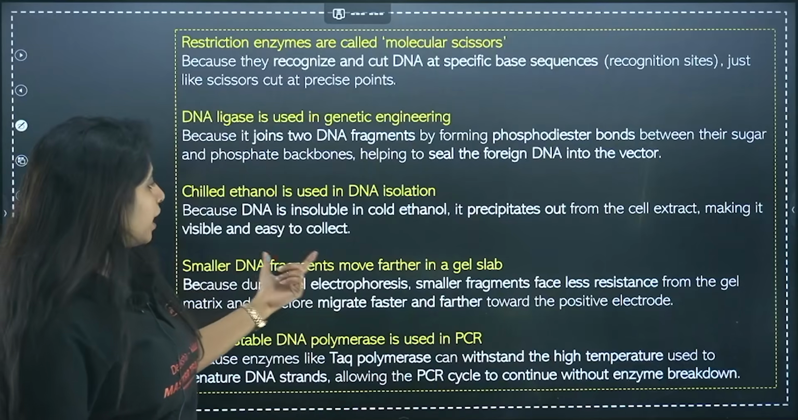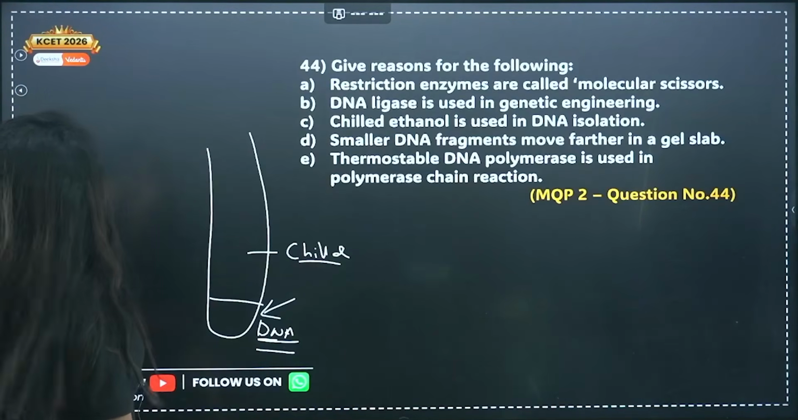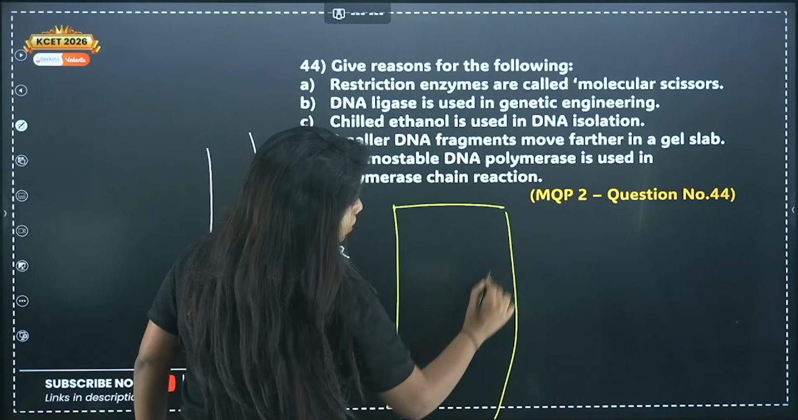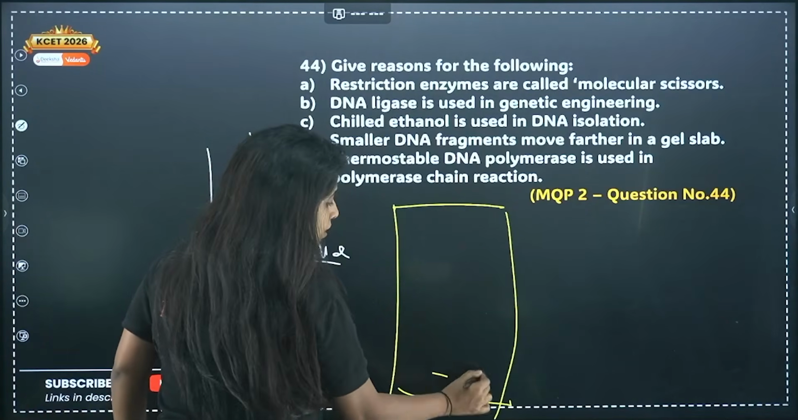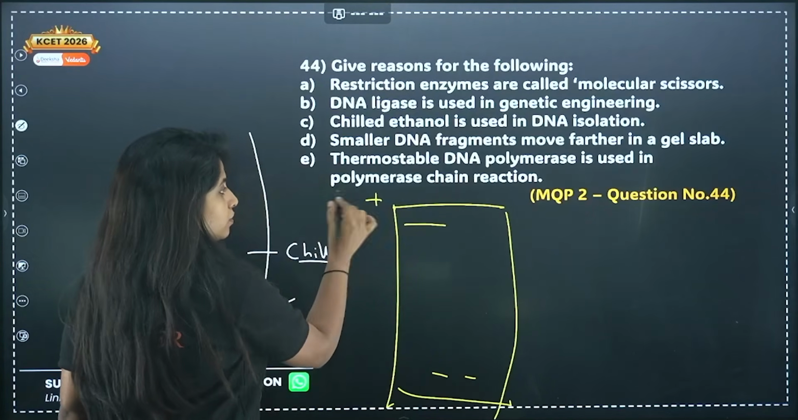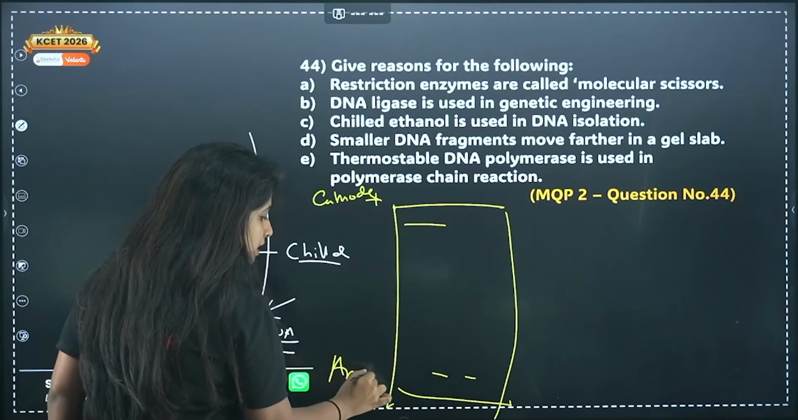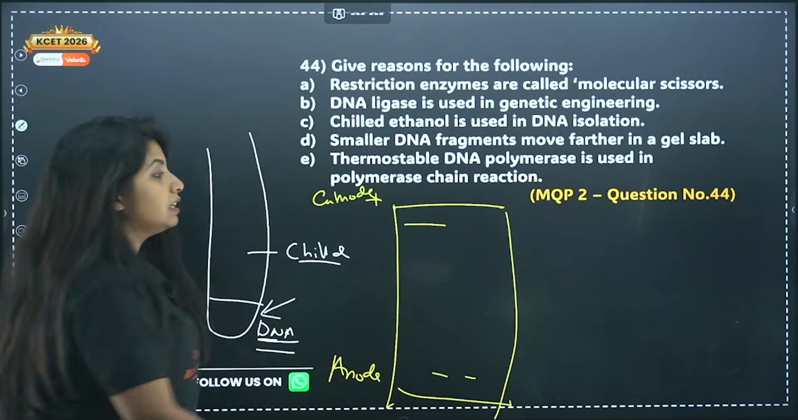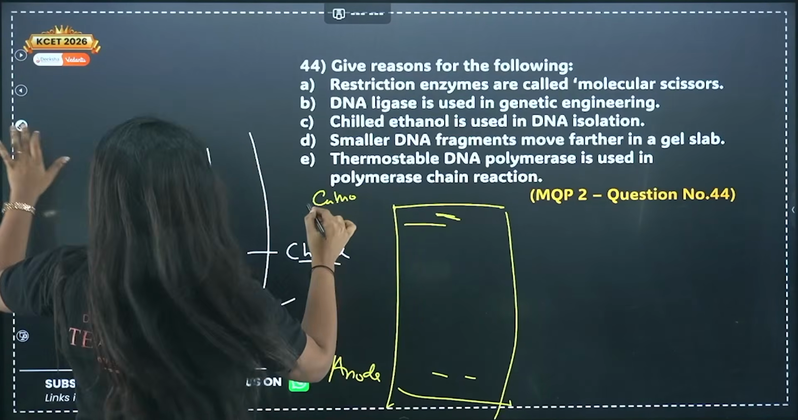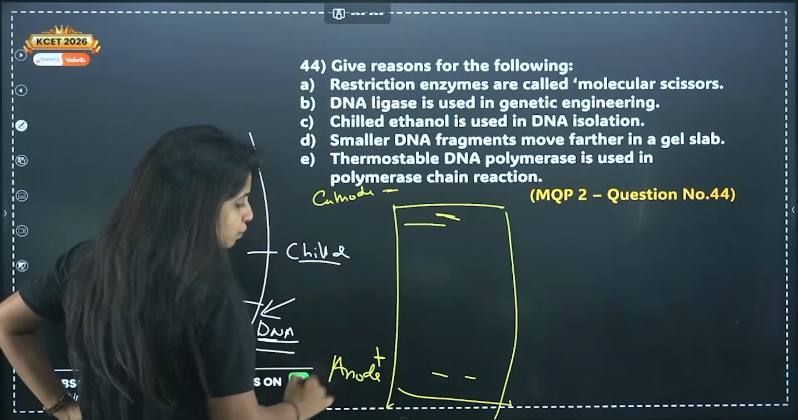Now, smaller DNA fragments move farther in a gel slab. Why do you think smaller DNA fragments are going to move faster? Because they are smaller substances, so they can easily move through. Over here, always remember, here you have the negative region, that is the cathode, and here you have the positive region, that is the anode. What is our DNA? Our DNA is negatively charged, so it moves toward the anode, which is positively charged.